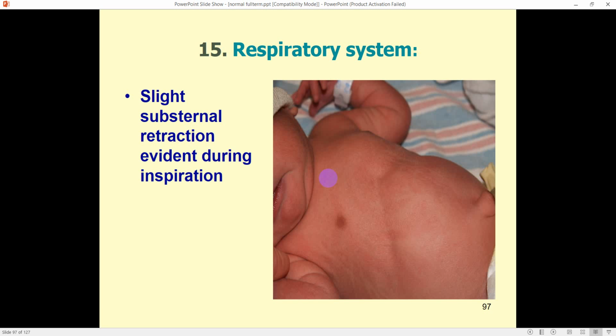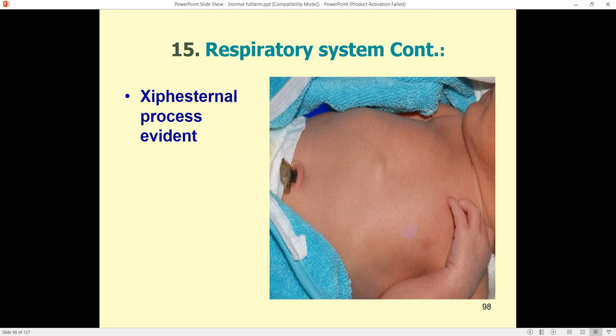Look to the chest in this picture. There is evidence of substernal recession. When the baby is breathing, there will be recession under the diaphragm. This is called subcostal recession, which indicates presence of respiratory distress. In a neonate, the xiphoid sternum is obvious, as evident in this picture.